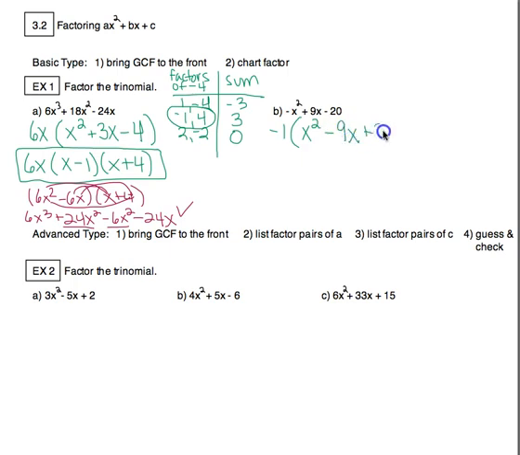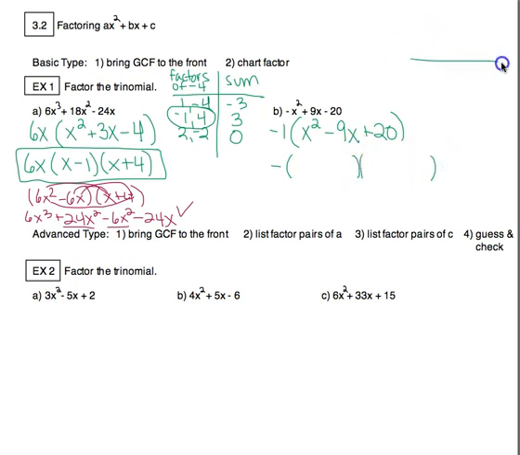-9x, positive 20. Now, in a final answer, we don't write the 1 part, we just leave the negative out in front. So when we're done, we're going to have the negative in front, and we're going to have our 2 binomials.